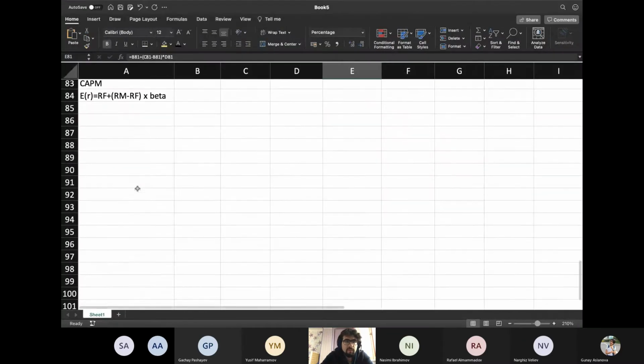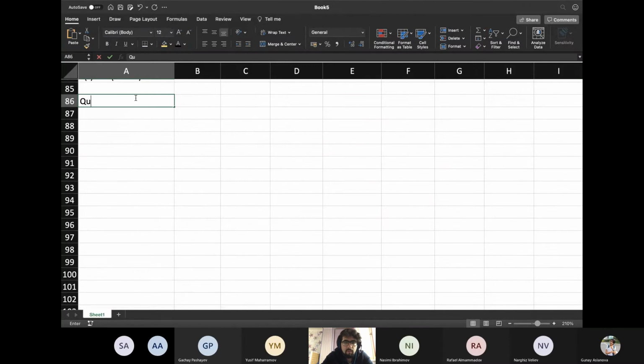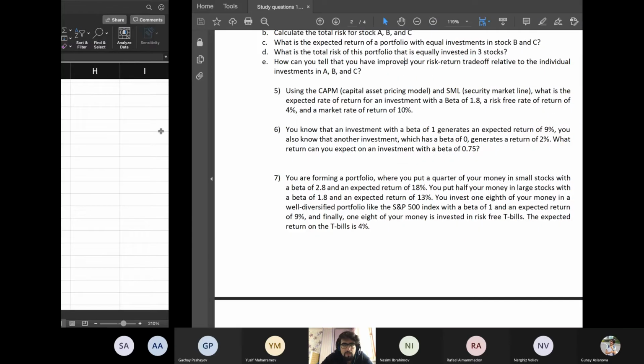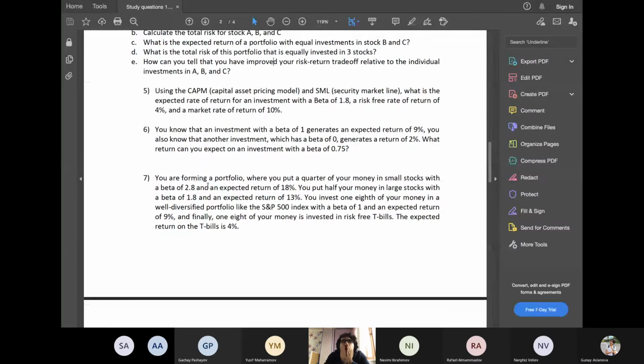Question 7. You are forming a portfolio where you put a quarter of your money in small stocks with a beta of 2.8, half of your money in large stocks, 1/8 in a well-diversified portfolio like the S&P 500 index.